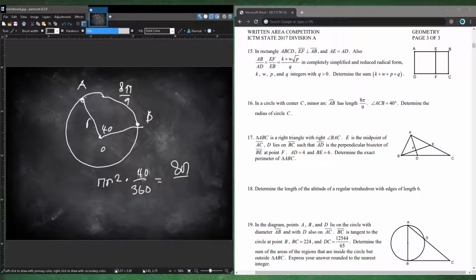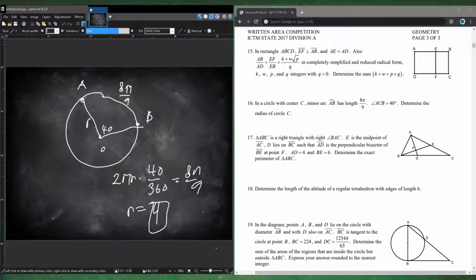It's not the area of a circle, it's the circumference. Sorry about that. Which is 2 pi radius times 40 divided by 360 equals 8 pi over 9, right? Because that's the circumference of a circle. So 8 divided by 9 times 360 divided by 40, and that is divided by 2, should get us a radius equal to 4. And that's your answer for number 16. Okay.